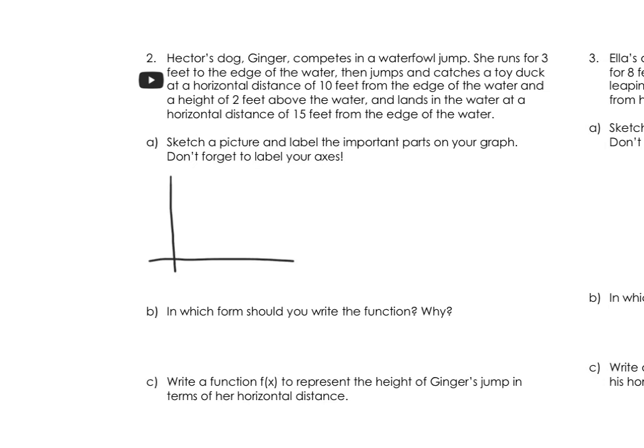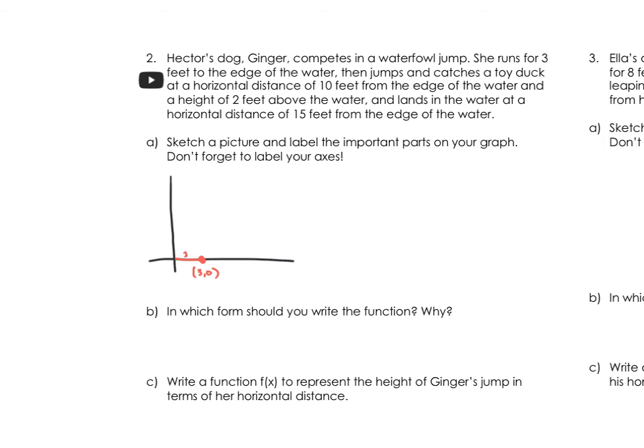So first thing we're going to do is sketch a picture. This is similar to the second problem that we did. The dog basically runs for a little bit and then starts jumping. So this is the point where Ginger jumps, and she ran for 3 feet, which means the coordinates of this point is (3, 0). Then it says she jumps and catches a toy duck at a horizontal distance of 10 feet from the water's edge.